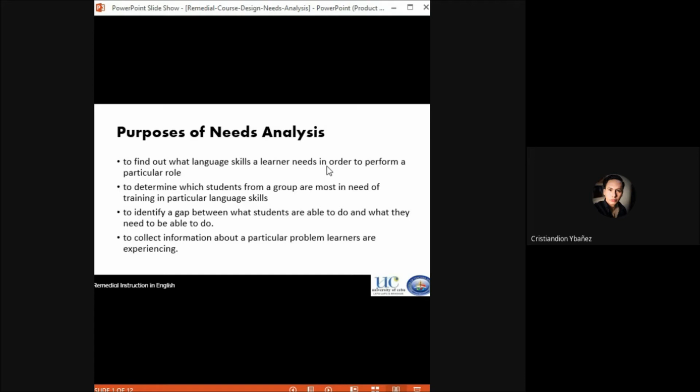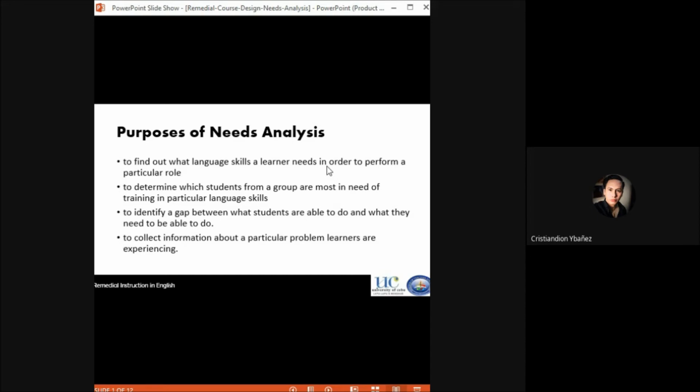Remember, we have to go back to the purpose of the remedial instruction: to bridge the gap, to close the gap between what the students have learned and what they are expected to learn. So in doing the needs analysis, we can determine the gap, to identify the gap. And then unsam mao ni siya, mao ra niyang kinahanglan ni student so that you can give that particular instruction.